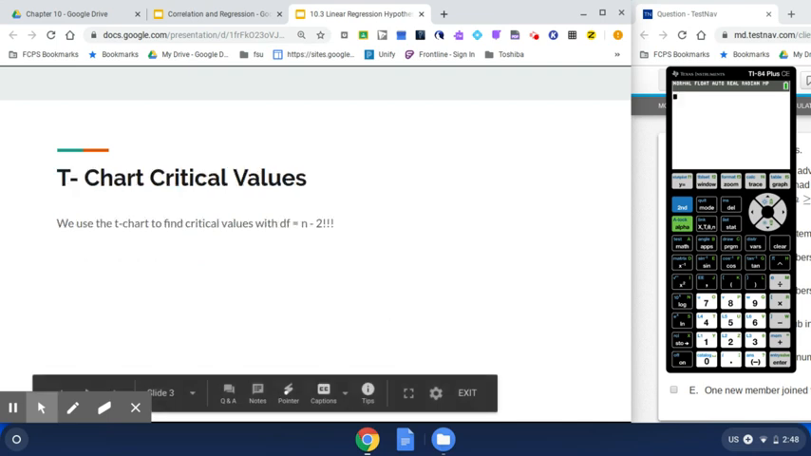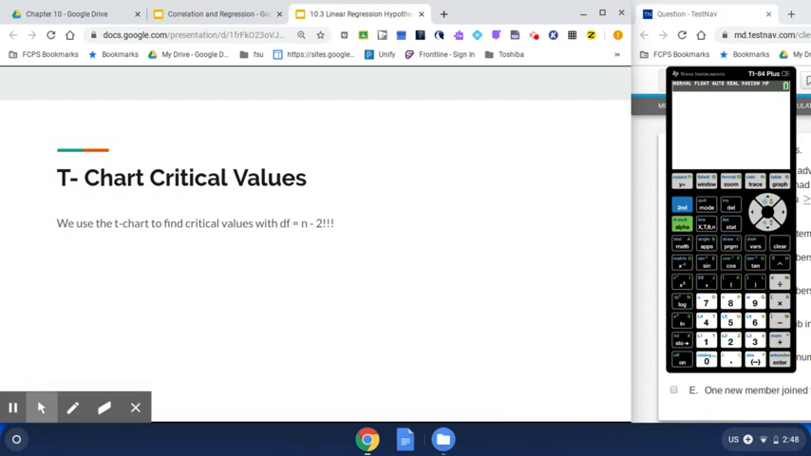All right, we are back to the t-chart to find critical values for the linear regression test. However, one major difference: the degrees of freedom is found by taking the sample size minus 2. In other words, if there are 7 points on your graph, you're going to take 7 minus 2 to get 5 degrees of freedom.